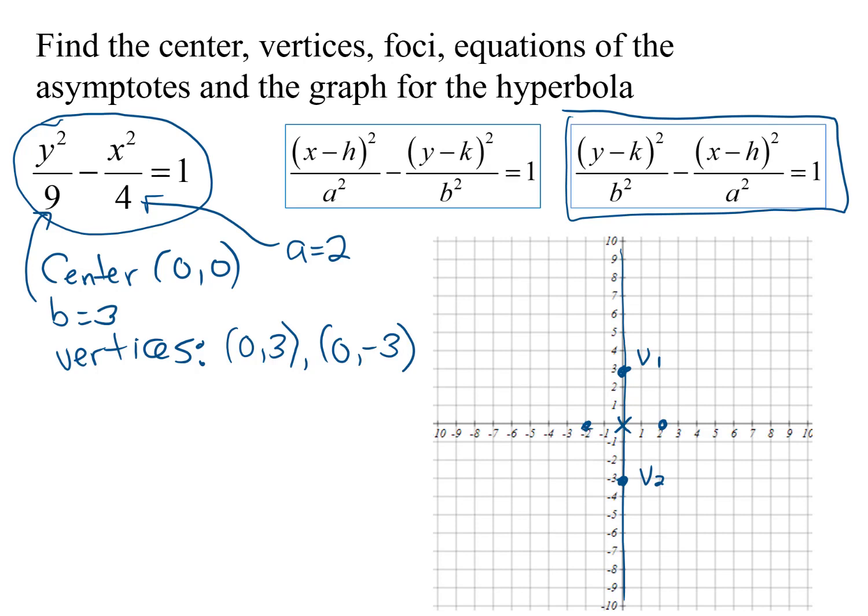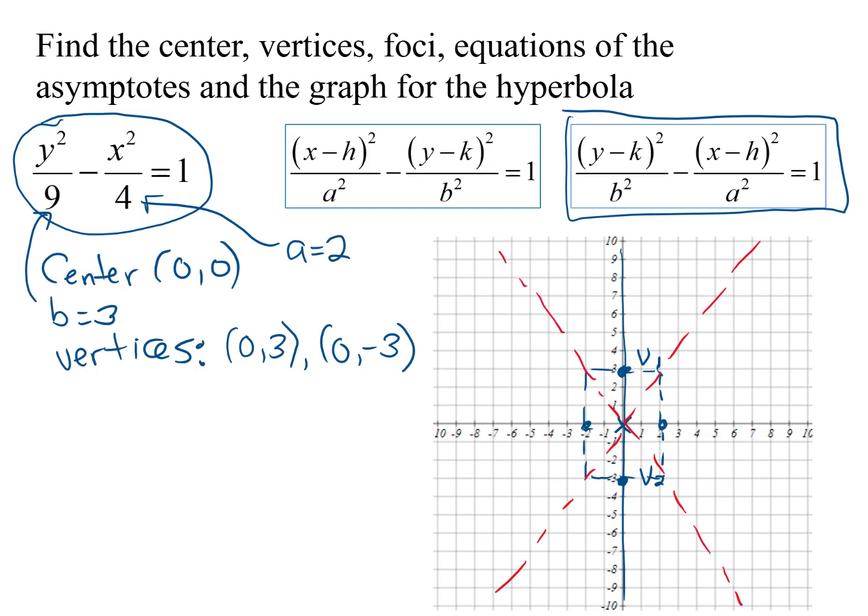That's enough info to see where our guide rectangle is. I'm going to make a rectangle that contains those points that goes around that center. And the thing I'm most interested in are the diagonals of that rectangle, because those are the asymptotes for this hyperbola. So I'm going to draw those diagonals in.